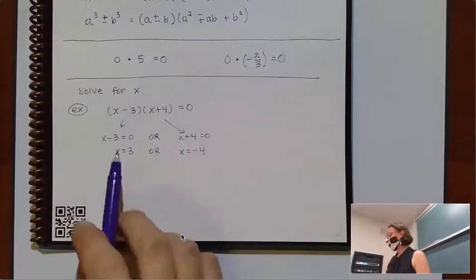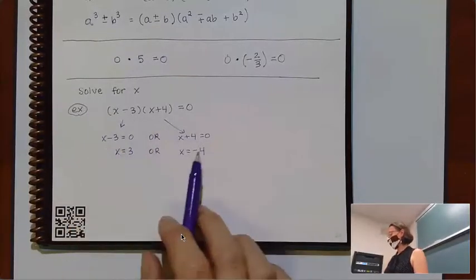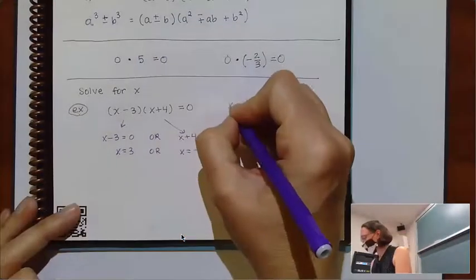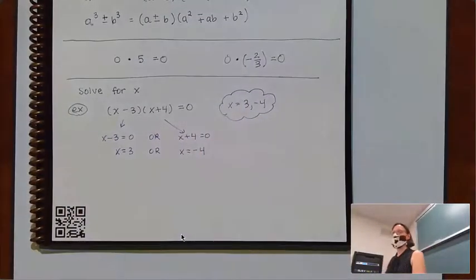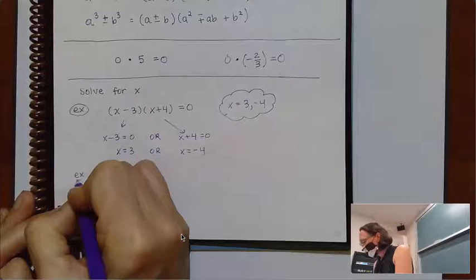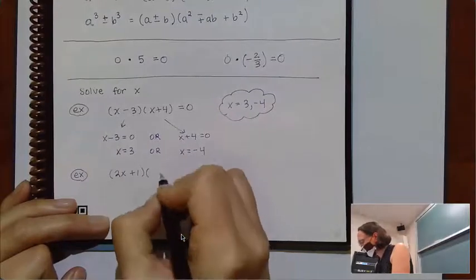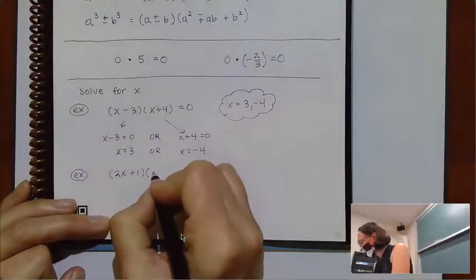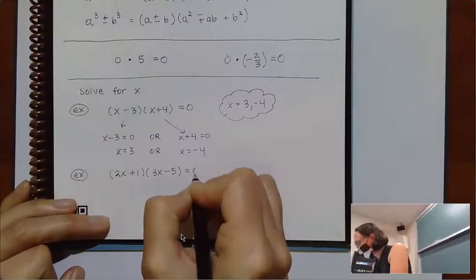If this were a question, and it's already factored and it says it's equal to 0, you do not have to show me any work at all. If you can do that in your head, you're just going to write x equals 3 or -4. Totally, completely fine to go straight there and write nothing else at all. One more straightforward-ish one: 2x plus 1 times 3x minus 5 is equal to 0.